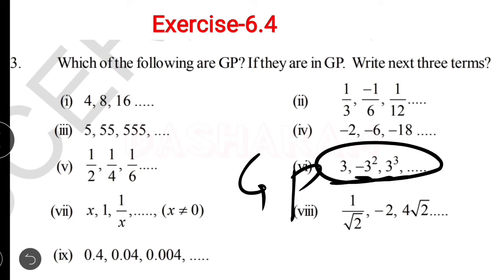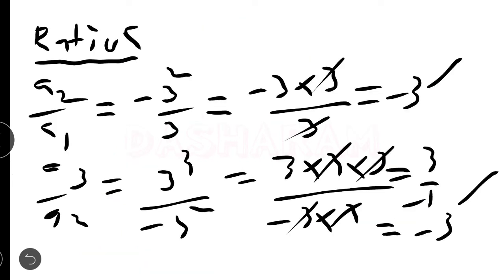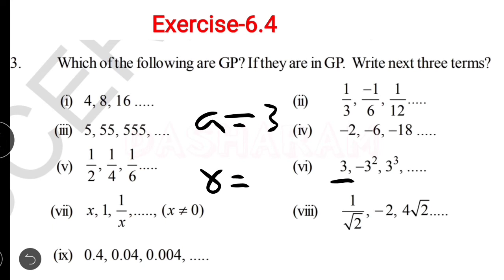So if they are in GP, write the next three terms. So let's write the next three terms. To write the next three terms, we need the A value, the first term, and the common ratio. What is the first term here? 3 is the first term. And what is the common ratio? Here in the two cases we got the same answer, na? That is called the common ratio. So that is minus 3. So the A value is 3 and the R value is minus 3.